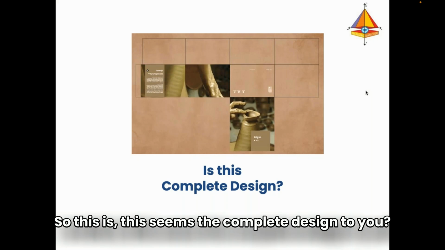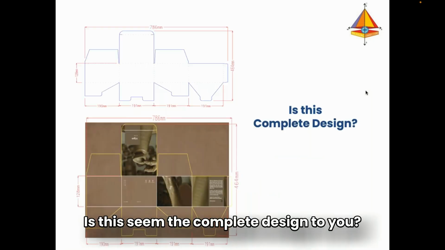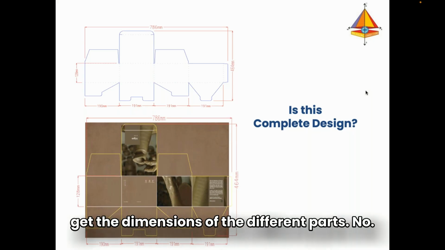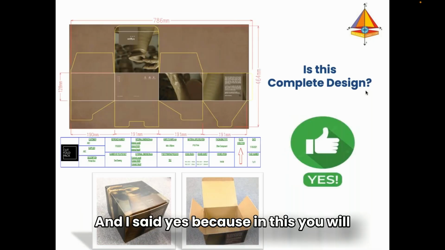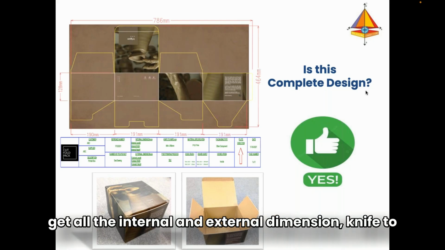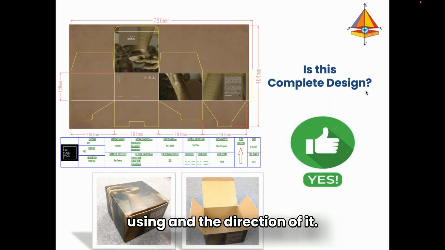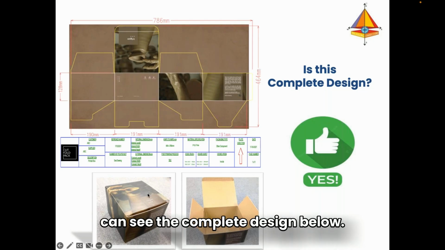Does this seem like the complete design to you? No. You will get the KLD and the dimensions of the different parts. Does this seem like the complete design to you? And I say yes, because in this you will get all the internal and external dimensions, knife to knife dimensions, the material specification, which flute we are using and its direction, every piece of information. You can see the complete design below.